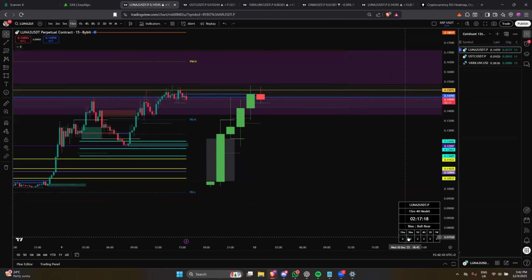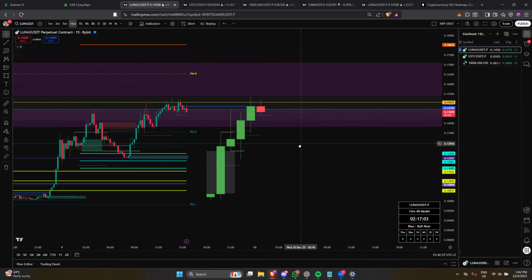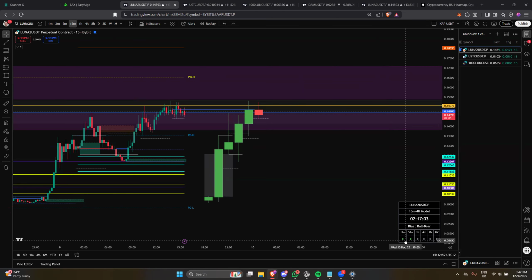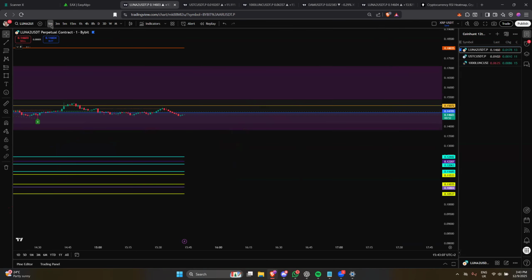Anyway, but yes, it also shows you on what time frame there has been a sweep indication. The green shows that there has been a sweep on the higher time frame, and let's see the 15-minute. There we go. It says 15 minutes. The 1 minute, 15 minutes.